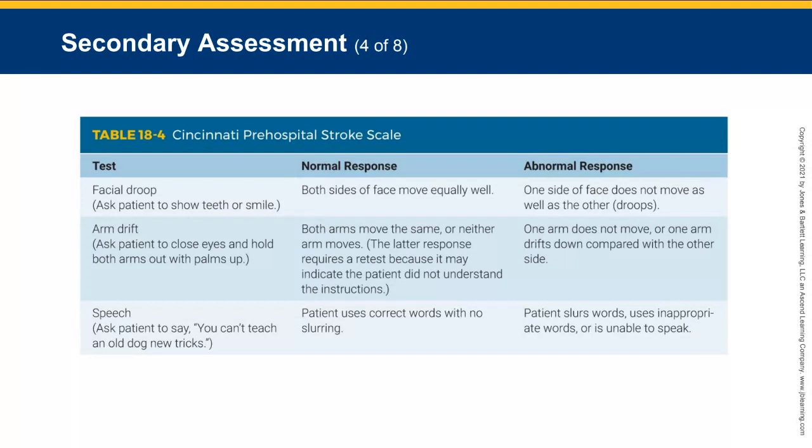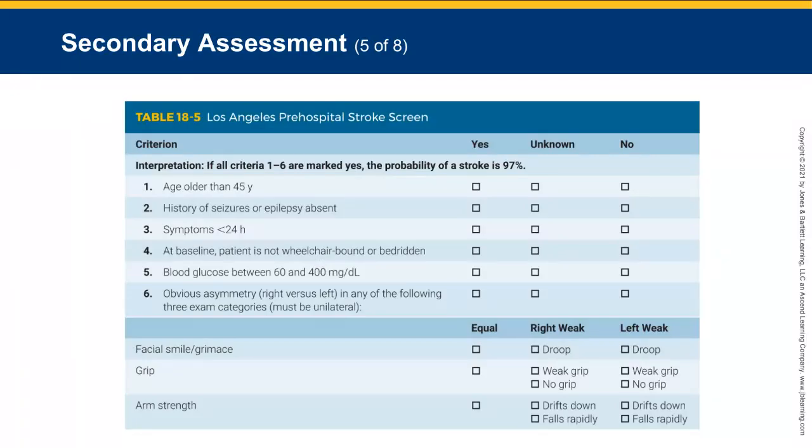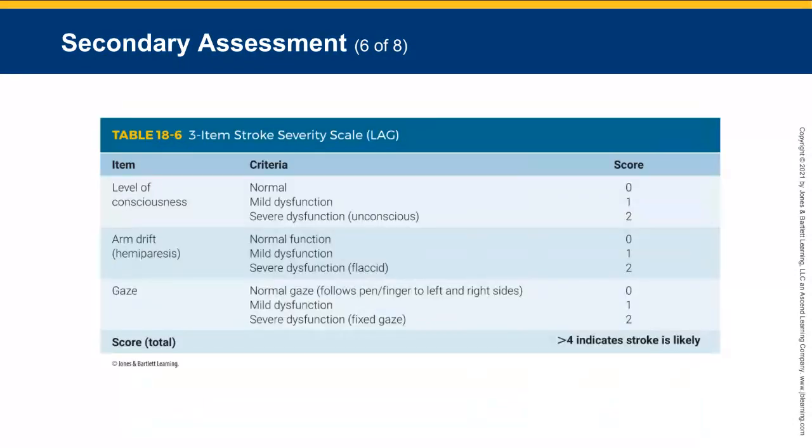The Cincinnati Pre-Hospital Stroke Scale, you can look at that, table 18-4. It's another commonly used one, but it focuses only on 3 areas: facial droop, arm drift, and speech. You have the Los Angeles Pre-Hospital Stroke Screen, a little more detailed. You have the Item Stroke Severity Scale, or LAG. Level of consciousness, arm drift, gaze.